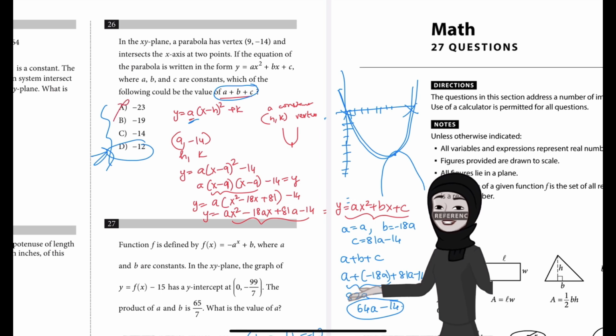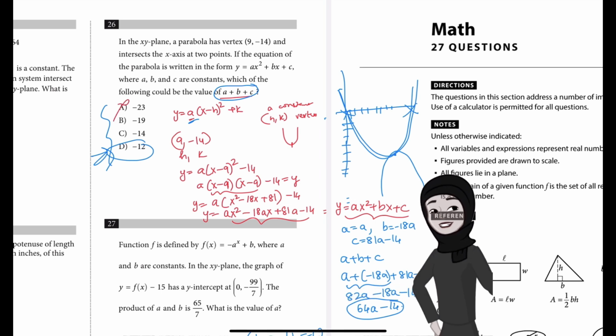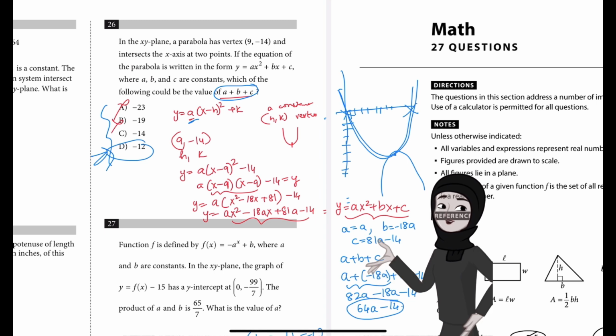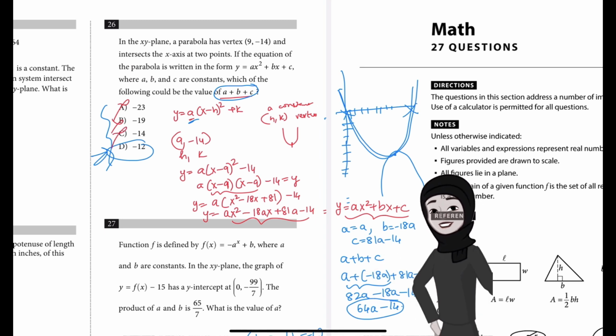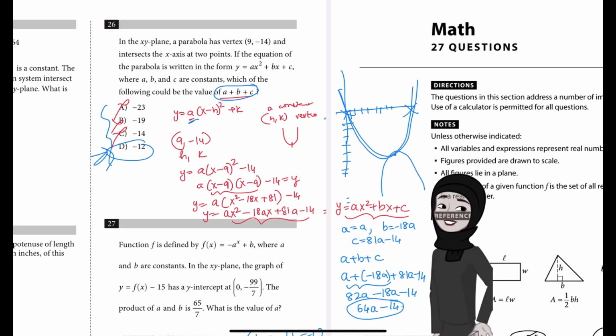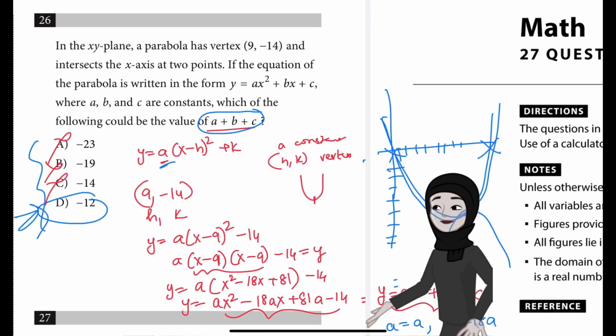Therefore, the other choices are wrong, because if we use negative 23, we will get a negative value of a, then the graph will be upside down, that's not possible. Then here also, if we take negative 19, we will get a negative value of a. Negative 14 also, we will get a negative value of a. Only with negative 12 you will have a positive value of a. So that's how we solve this question.